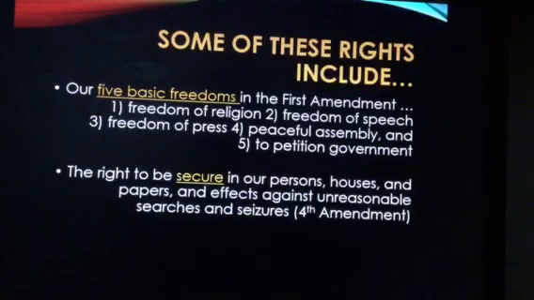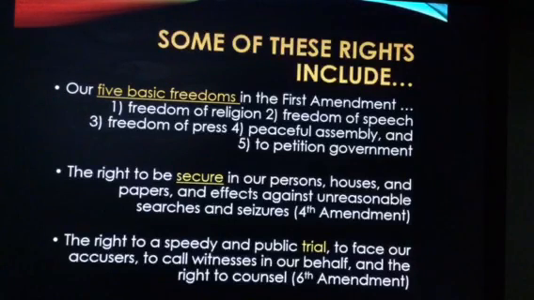The Fourth Amendment gives us the right to be secure in our persons, houses, papers, and effects against unreasonable searches and seizures. The Fourth Amendment.